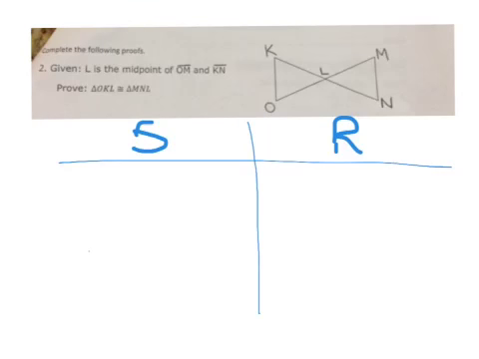Hey boys and girls, I know I'm not there today, but we need to make sure we go over these proofs that are going to look like the ones you'll see on your test tomorrow. This is the first proof that was on our review. It says, given L is the midpoint of OM and KN, prove that triangle OKL is congruent to triangle MNL.